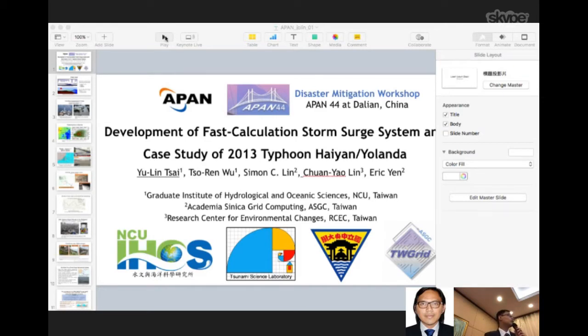Today's topic is about the development of a fast calculation storm surge system. After we developed the system, we did a case study of the 2013 Typhoon Haiyan, or the local name Typhoon Yolanda, to look at storm surge propagation and inundation in the coastal regions.